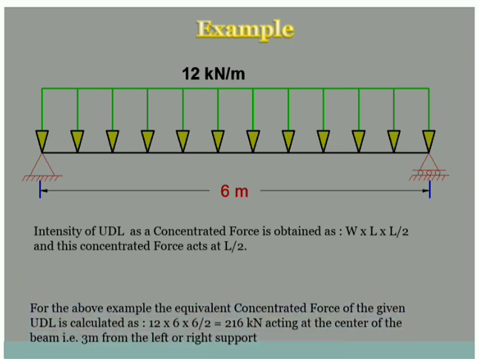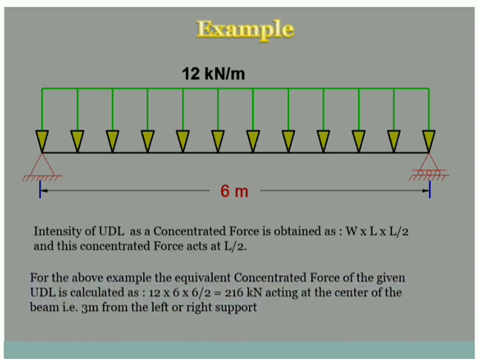Now in the above case, what will we get? 12 into 6 into 6 by 2, which comes out to be 216 kilonewton. If we convert this UDL into a single force, it becomes 216 kilonewton, which acts at what distance? L by 2, that is half of 6, which is 3, either from the left or right support. This is how we convert a UDL into an equivalent point load.